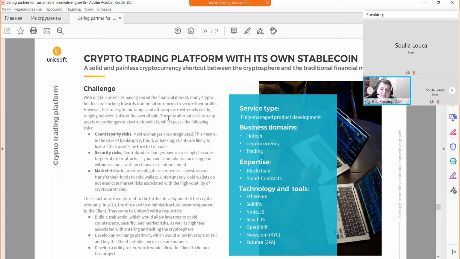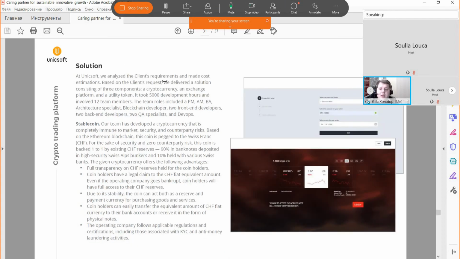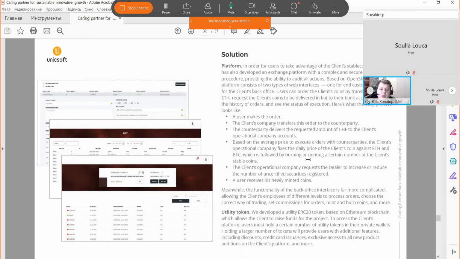So the platform itself is a marketplace for investors where they can, on the one hand side, exchange their assets into the stable coin, or buy a utility token that was also issued by this platform to have some advantages on the platform, like different additional features, discounts, exclusive accesses, and so on.